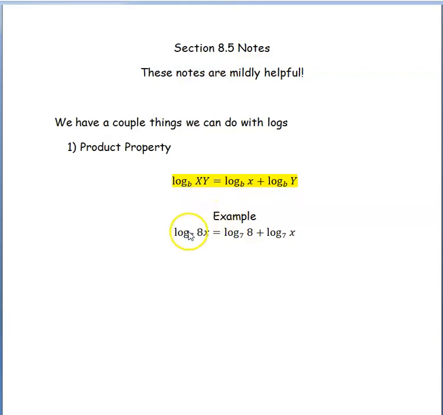So, for example, if I have the log base 7 of 8x, I take it as a log base 7 of 8 plus the log base 7 of x.